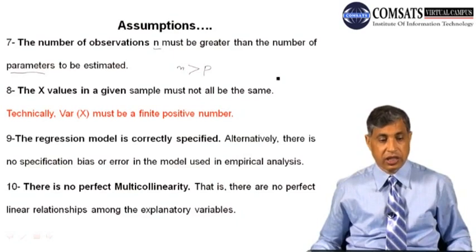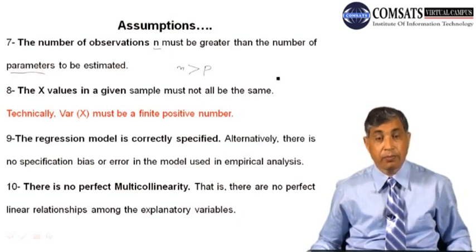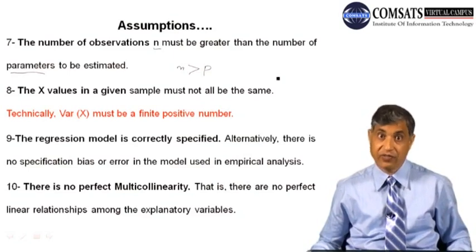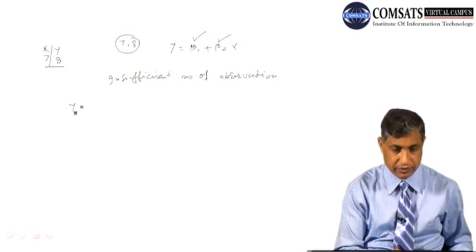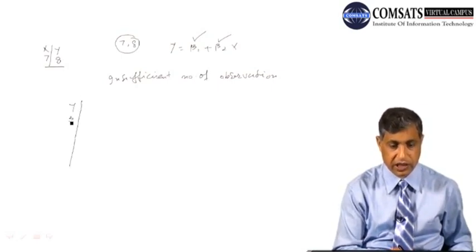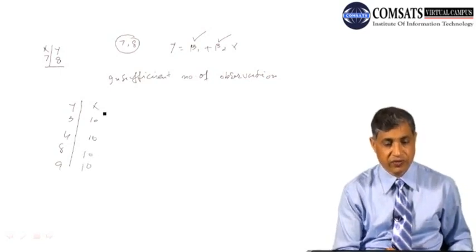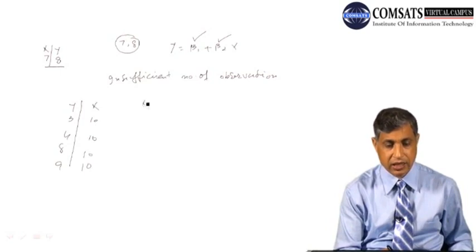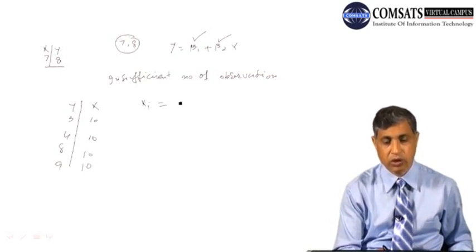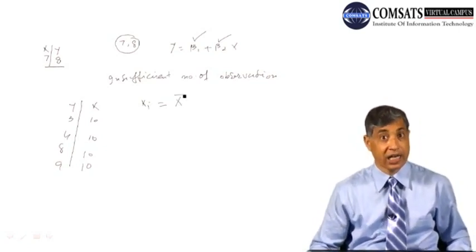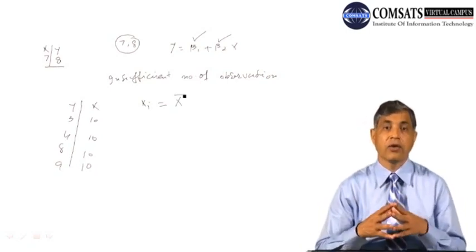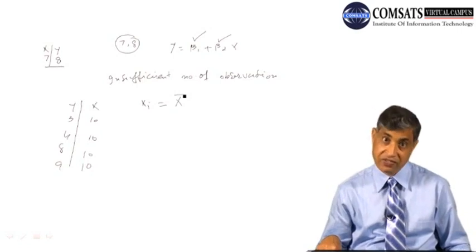The 8th assumption: the x values in a given sample must not all be the same. This is very, very important and interesting. Look here. If this is y, you have the values of y, for example 3, 4, 8, 9. And you have the x values only 10, 10, 10 and 10. So what will happen is that xi will become equal to x bar, the mean. Then there will be no difference between the mean value and the xi value. When this situation occurs, we are unable to estimate many of the parameters.